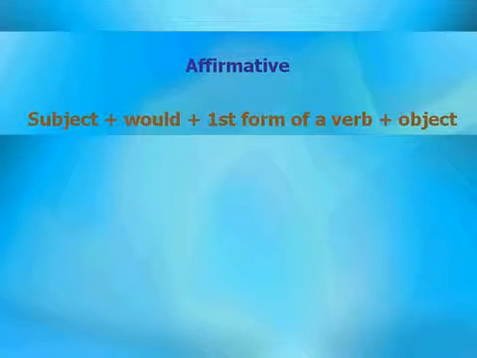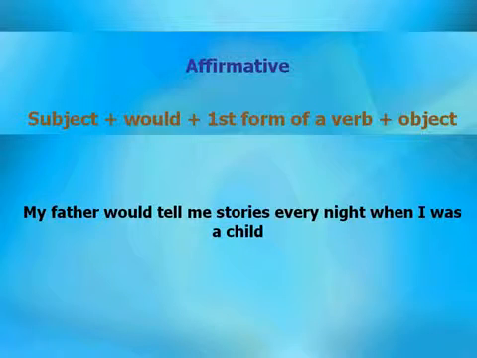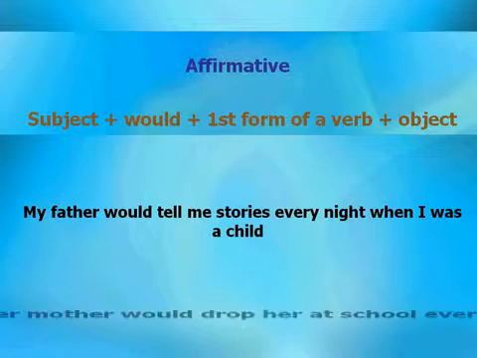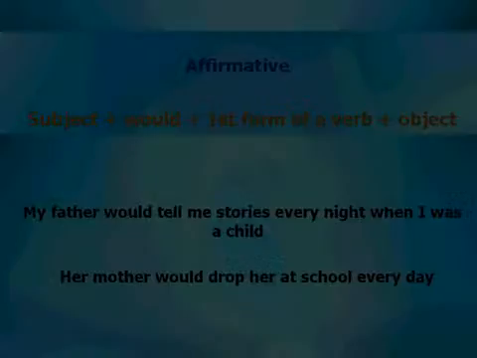Now we look at the structures of would. First of all, affirmative: subject plus would plus first form of a verb plus object. My father would tell me stories every night when I was a child. Her mother would drop her at school every day.